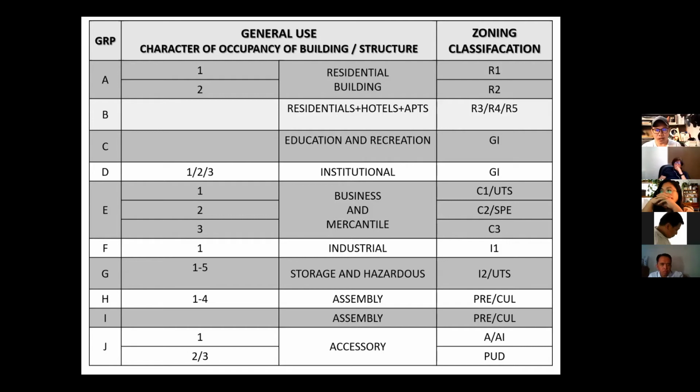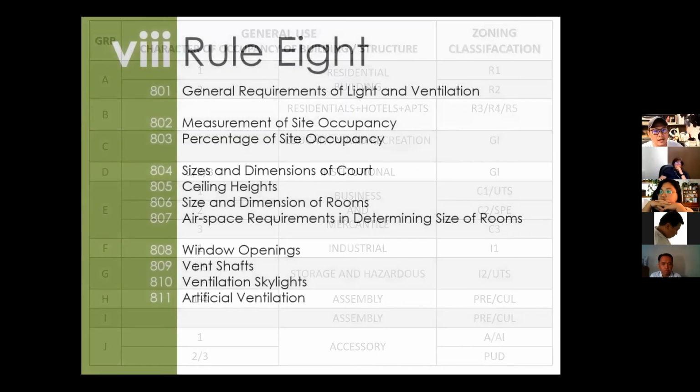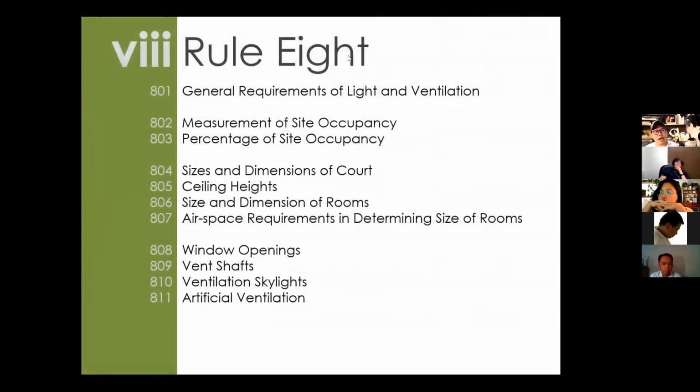Okay, so in your previous plates, I think you weren't introduced to this, because I think it wasn't really needed. But now it's more critical that you would be introduced to developmental controls, which is what we're talking about right now, Rule 7 and Rule 8. Okay? So Rule 8, on the other hand, is made up of general requirements of light and ventilation. So Rule 8 is about light and ventilation, that's sort of its title.